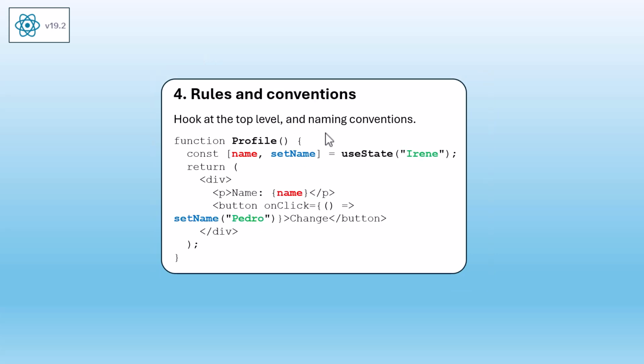4. Rules and conventions. There are some important conventions and rules when using useState. First, you should call useState at the top level of your component or custom hook, not inside loops, conditions or nested functions. The reason is that React uses the order of hook calls to track state across renders. Second, by convention the state variable and its updater are named in a paired fashion. For example, you might name the state count, and the updater setCount. This makes it clear what gets updated.